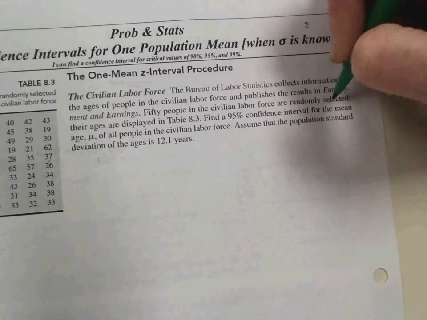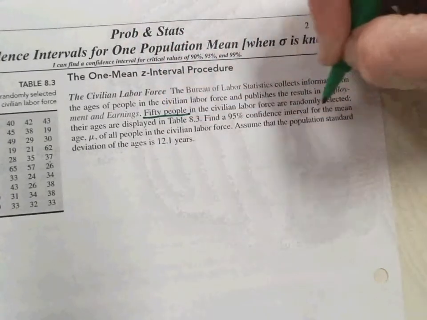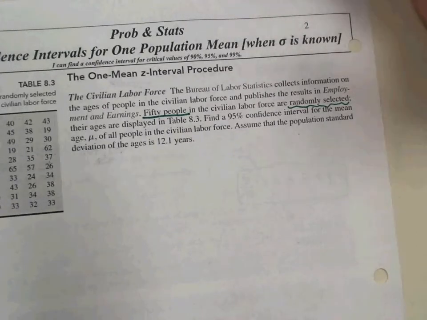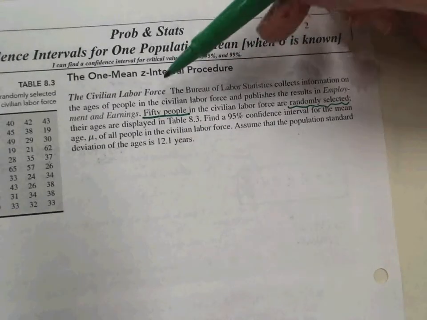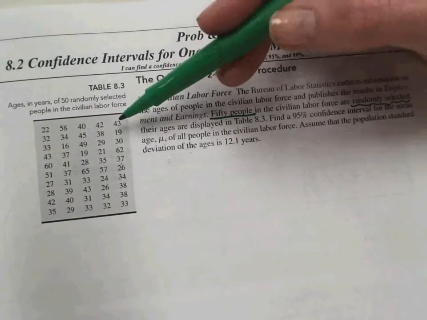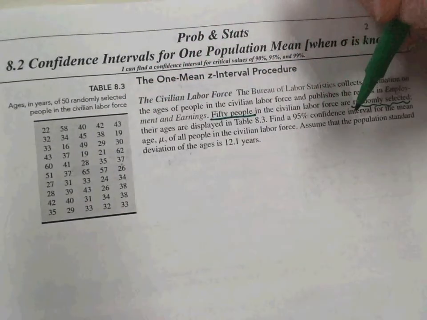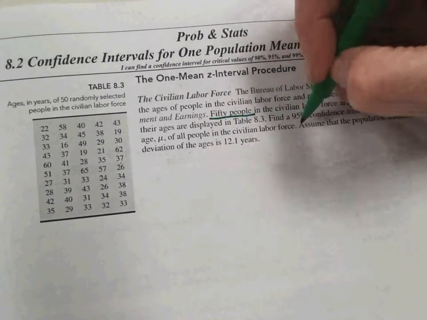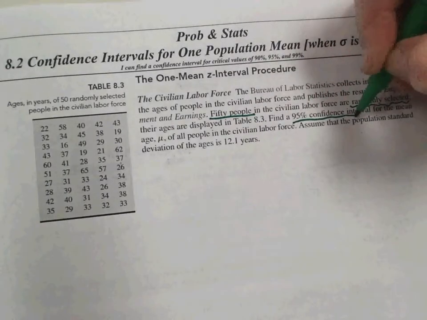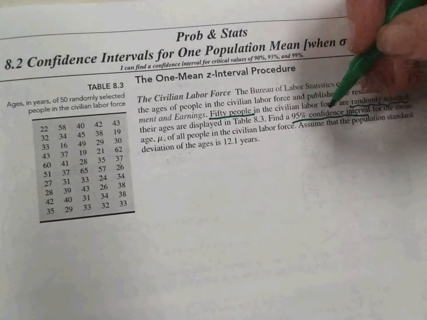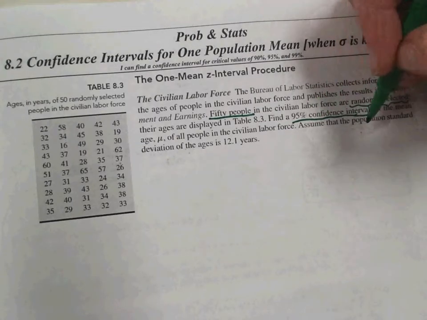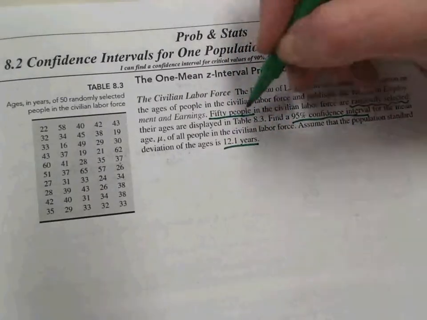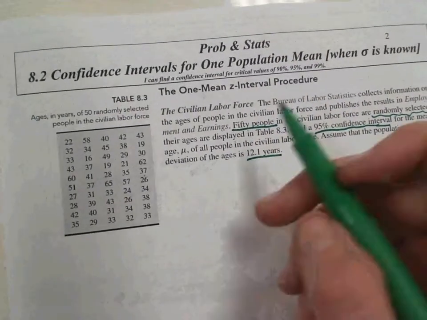50 people in the civilian labor force are randomly selected. So we have 50 people randomly selected, right? Randomly selected is one of our conditions for using the procedure. Their ages are displayed in this table. Find a 95% confidence interval for the mean age, mu, of all people in the civilian labor force. You see here we have a 95% confidence interval. That's important because 95% is our confidence level. Assume the population standard deviation of the ages is 12.1 years. We're given sigma, also important.